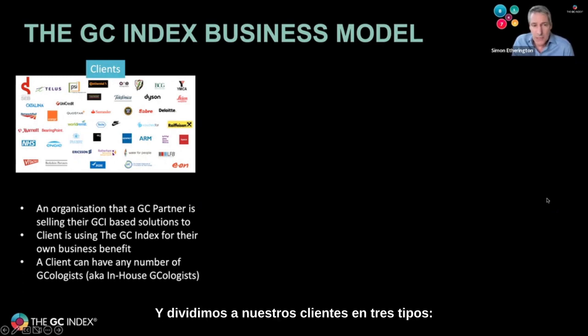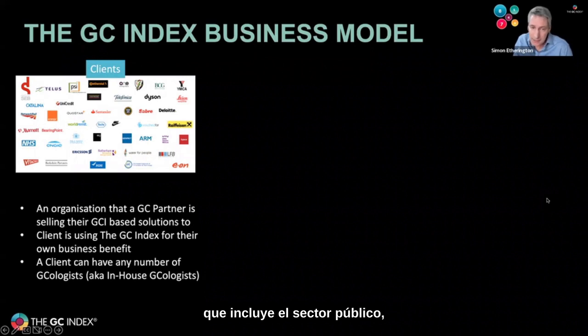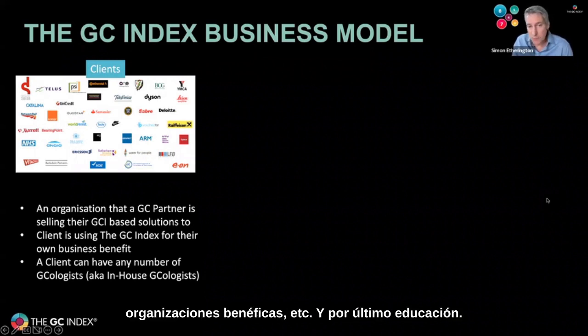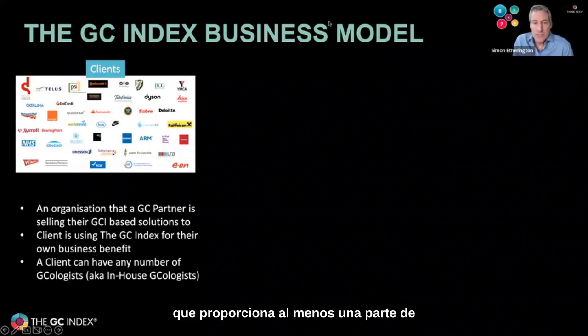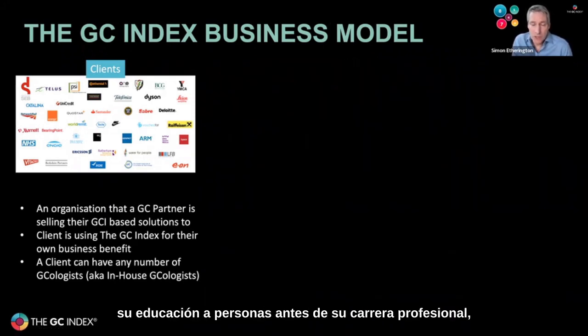And we split our clients down into three types. We have for-profit, and we've got a price list for each of these as well. So for-profit organizations, not-for-profit organizations, which includes public sector, charities, and so on, and education. So an education organization for us is any organization that is providing at least part of its education to pre-career people, so to young people, basically.